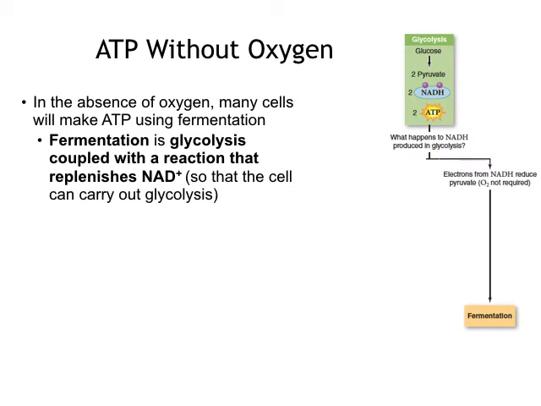So fermentation is simply glycolysis, which is this first step on the diagram, coupled with a reaction that replenishes NAD+, so that the cell can continue to carry out glycolysis, right? And that's it. Fermentation simply is glycolysis, and then it has to figure out another way to generate NAD+. And the way it does this, if you read there, is that the electrons from NADH reduce pyruvate, and in the process it makes NAD+. We're going to look at that a little more closely in a second.